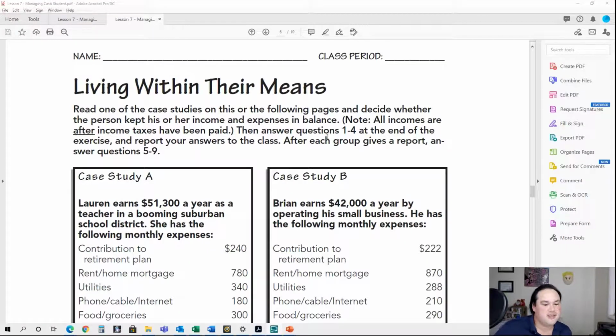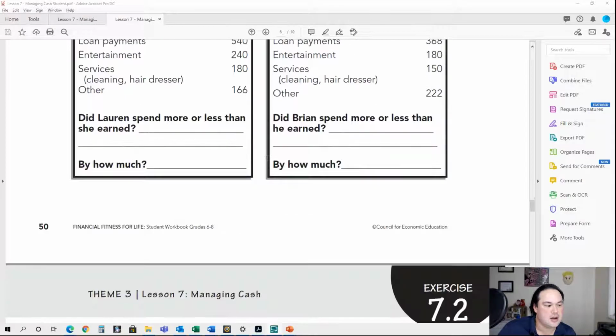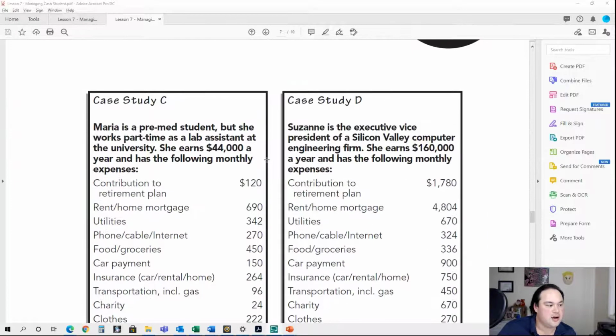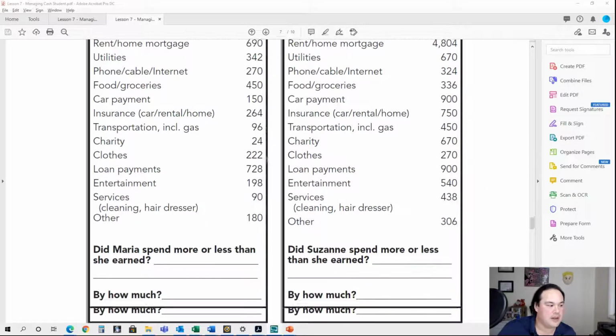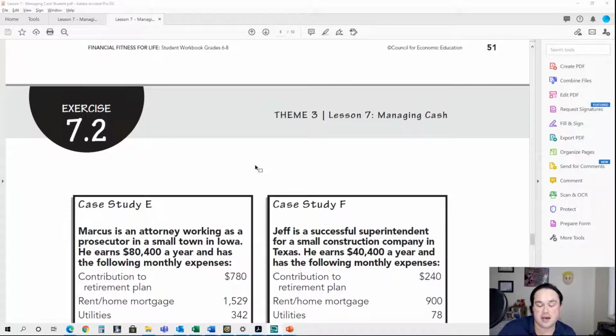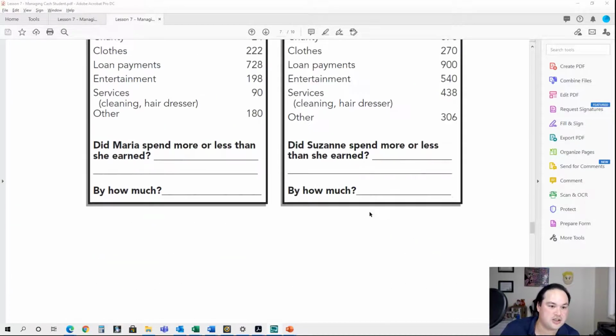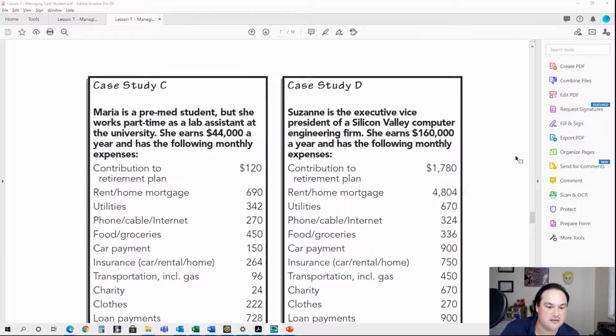Exercise 7.2, living within their means. There's a variety of different case studies here that you can distribute out to your students. Now, if you want to do it in groups, you can. If you have the capability to do that, depending on your platform, go ahead and do that. Right now, it's very difficult for me to do that, teaching online. I use Microsoft Teams, and kind of splitting it up might be a little hard. So you can go ahead and just use one set of case studies for your students.